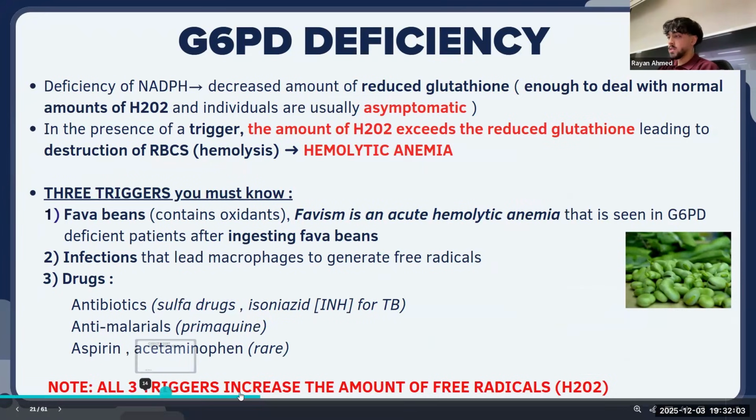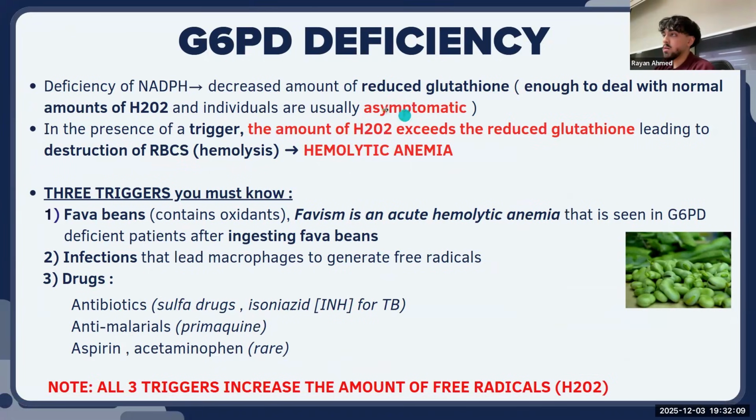Now, all three triggers increase the amount of free radicals, which is H2O2. When there's no trigger, the reduced glutathione is enough to deal with normal amounts of H2O2. But these three triggers lead to an excess amount of H2O2 that exceeds the reduced glutathione, leading to destruction of RBCs, hemolytic anemia. Please remember this. Any questions here? Okay, let's move on.